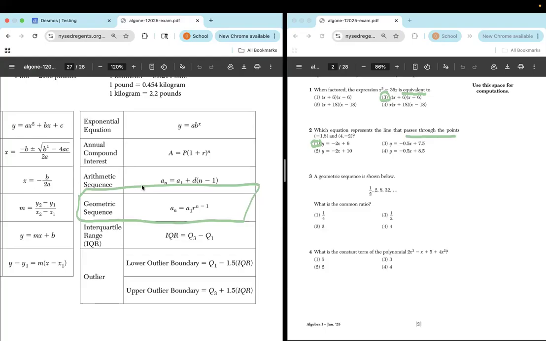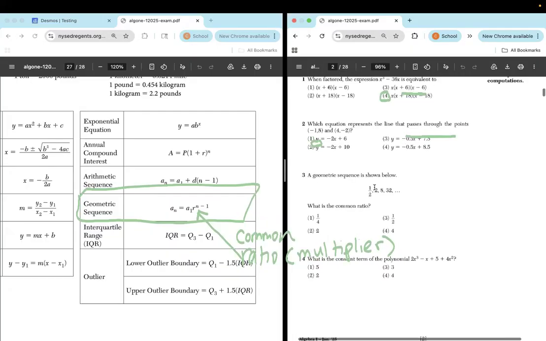A1 is your first term. This might also help if the question required you to know some vocabulary. And r is the common ratio. The common ratio is basically the multiplier. So we need to figure out what these numbers are multiplying by. What do we multiply to get from one number to the next?